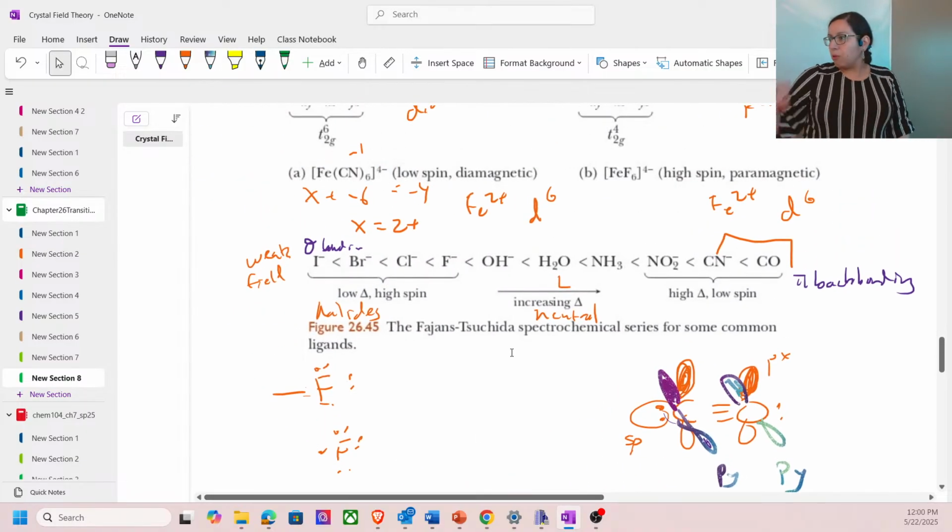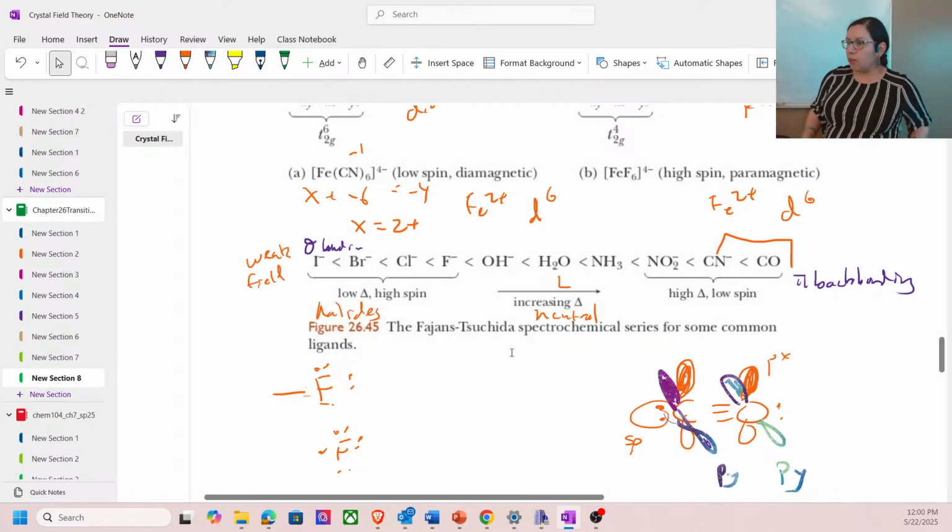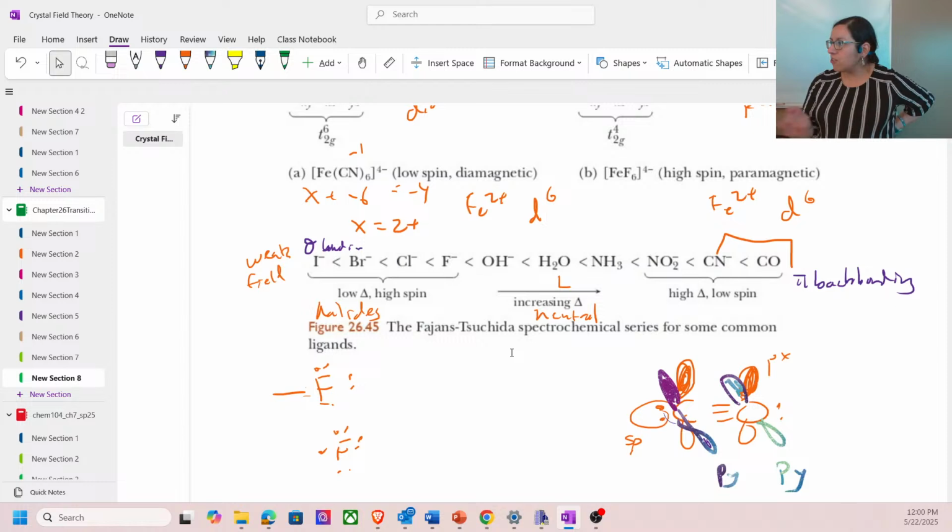But like I said, what we're really appreciating is we need data. We can make all of these predictions. Yes, we have these trends, and so on. But ultimately, you have to get a crystal structure, you have to get data, you have to draw out the orbitals and see that it all lines up.